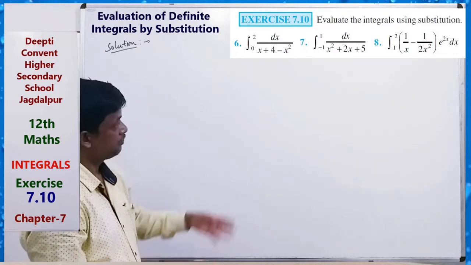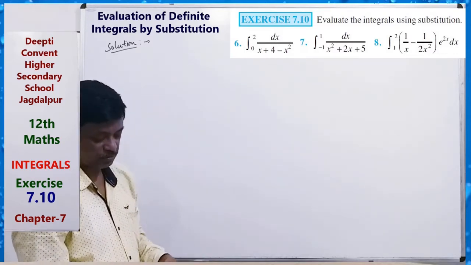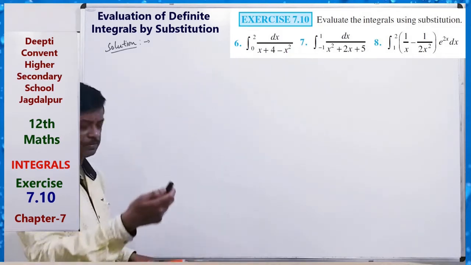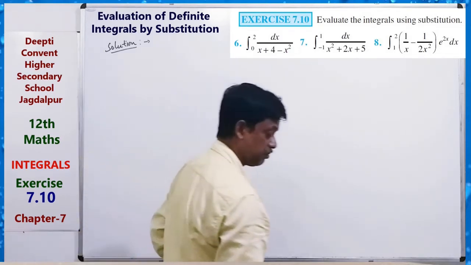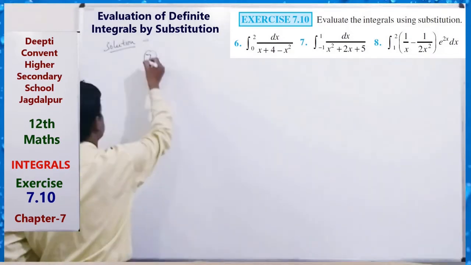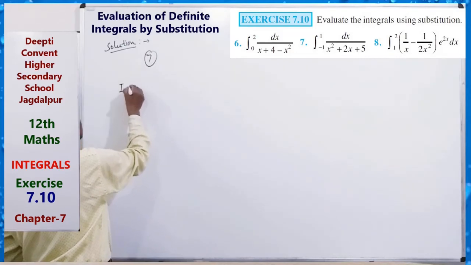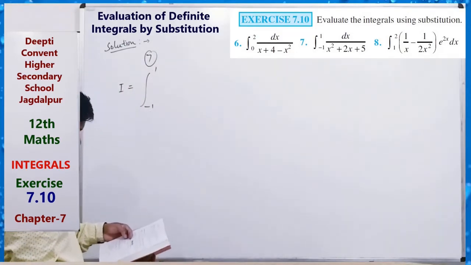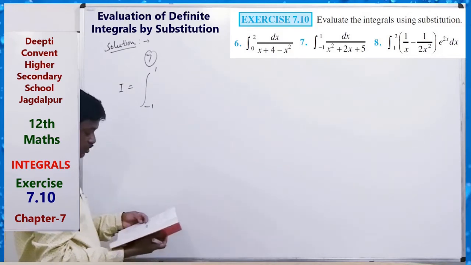And 7 is also the same type of question: integral from minus 1 to 1, dx by x square plus 2x plus 5. So 6 and 7 are both the same. So we are taking question 7 for solving. So 7, I equals to what? Integration of minus 1 to 1, x square plus 2x plus 5.